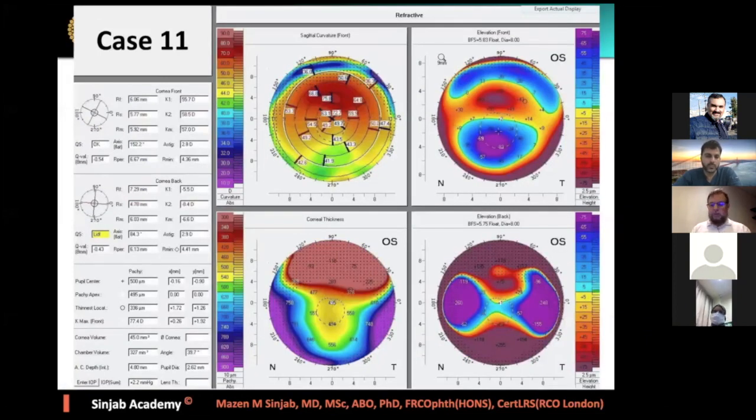So this is case number 12. There was maybe a mistake in numbering. Okay, now this is case number 12.